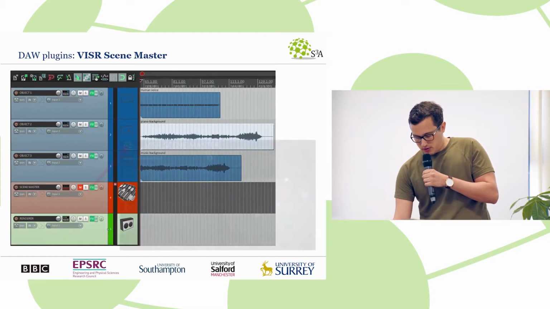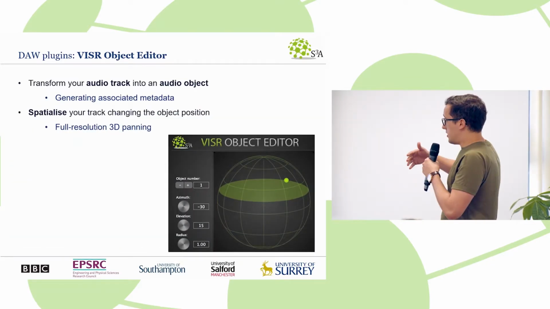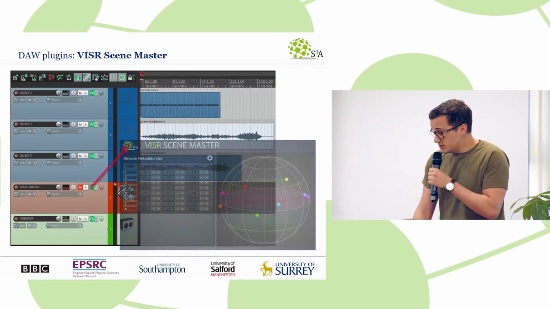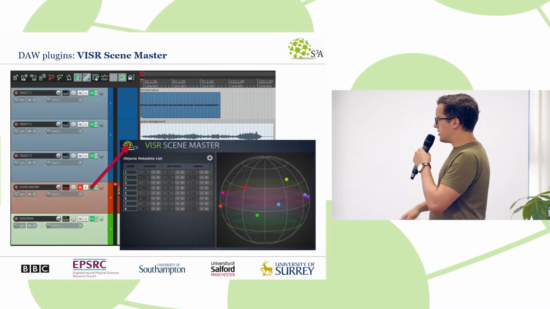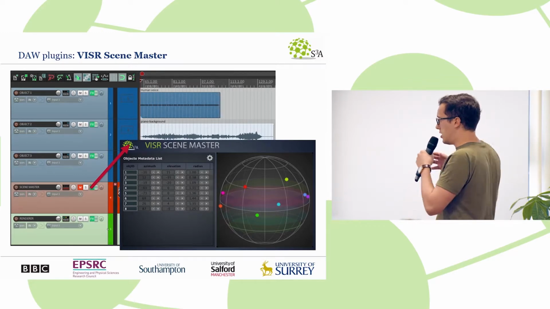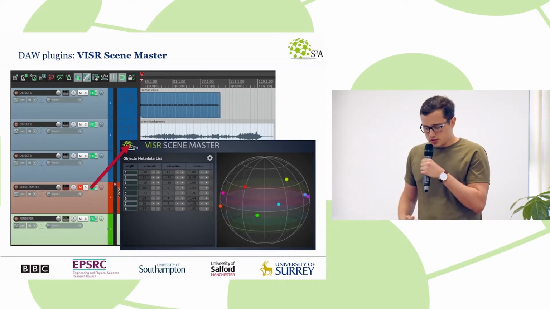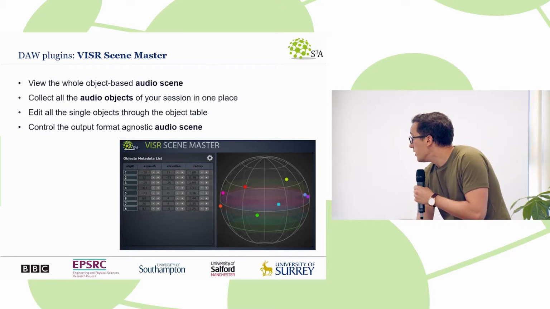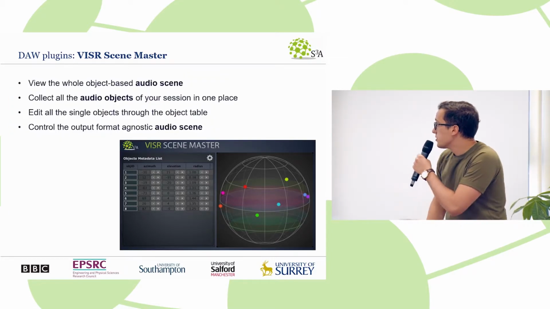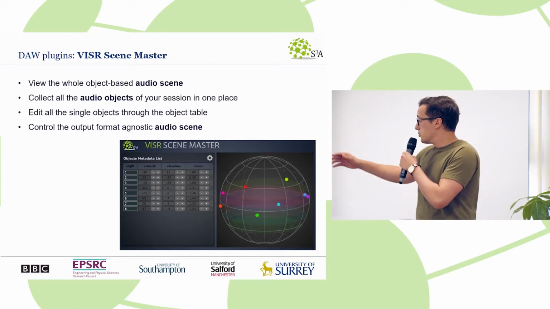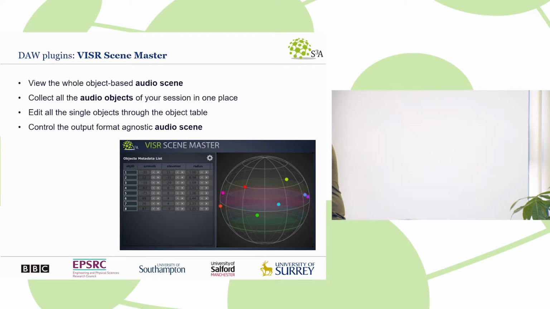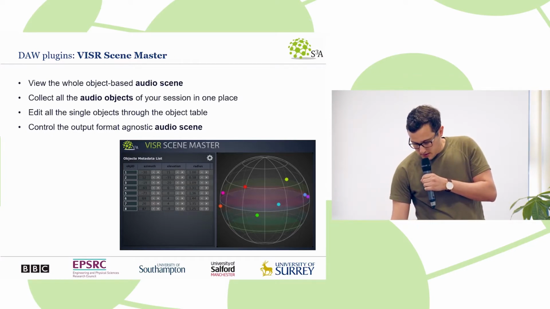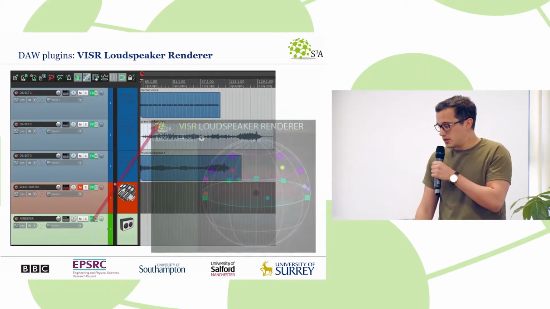All these positional metadata are then sent to another plugin, which is the Scene Master. The role of this plugin is to have a centralized place where you can control and edit all the objects. Basically, with this table, we can edit all the single metadata of all the objects. And then we have different renderers.